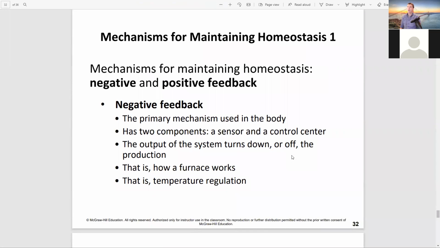So mechanisms for maintaining homeostasis are through negative and positive feedback. So negative feedback is, there are two primary mechanisms used in the body. So it has two components. You have a sensor and a control center. So the output of the system turns down or off the production, for example, like a furnace. And this is another example of how temperature regulation works.